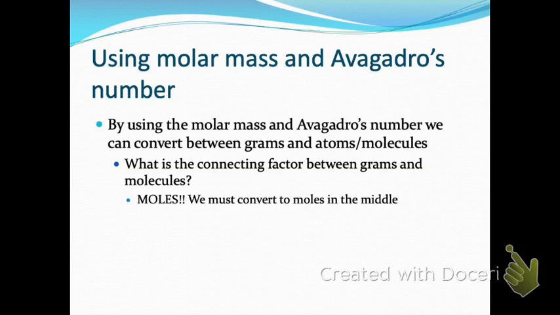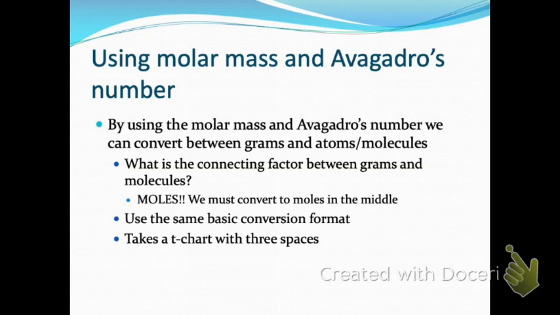Okay? We don't know how many grams are in 4.8 times 10 to the 22nd atoms. Like, we just don't know that. That's not something that we know right off the bat. Okay? But we can convert to moles in between. And so our chart is going to add a step to it. And moles is going to be our middleman. Okay? So we're going to use our same conversion format. Our T-chart's just going to have 3 spaces instead of 2 as in our last problems.